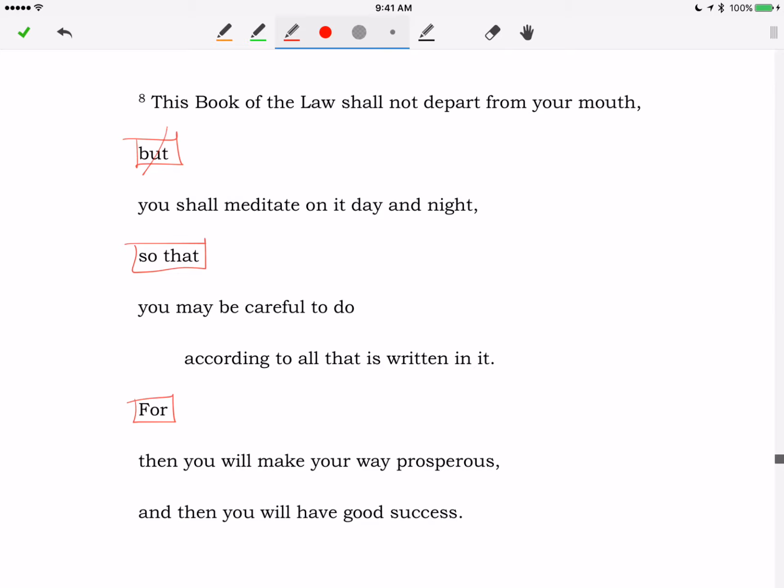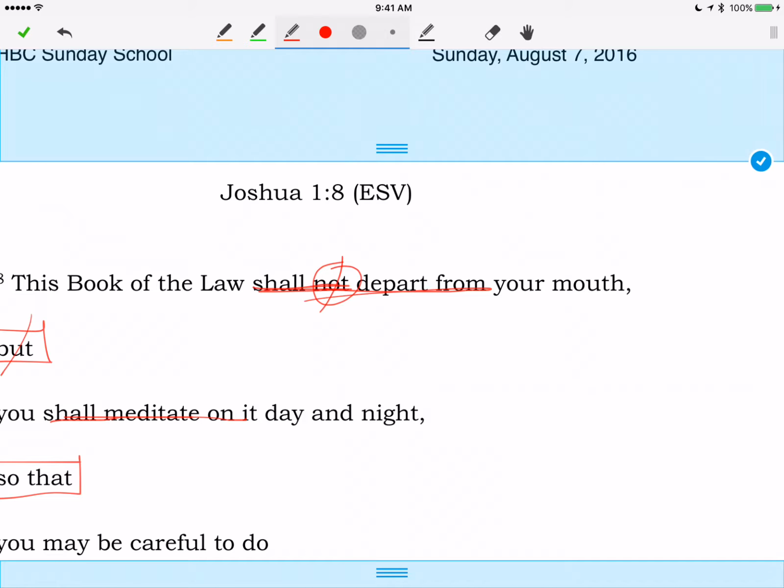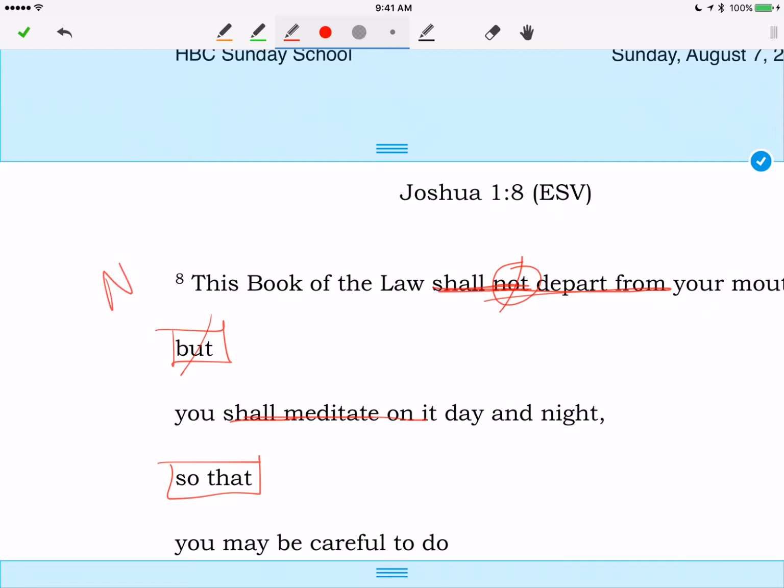Competing. It's forcing the competition of two different elements in the sentence that we want to understand. And really, what's being contrasted is this idea of what shall not be done and what shall be done. Shall meditate on, shall not depart from. Again, we have a negative, which is relatively frequent, I guess. You have a negative concept being contrasted with a positive concept.